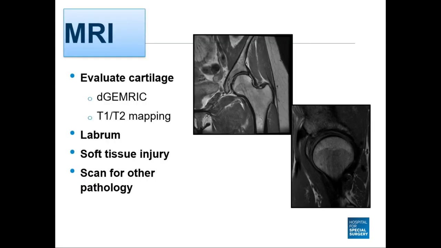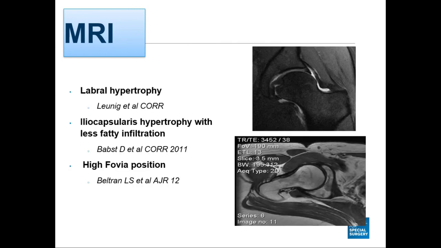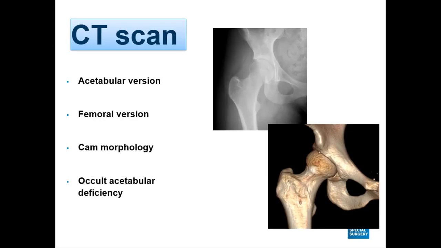And then MRI is quite critical for dysplastic patients presenting with hip pain, helpful for evaluating the cartilage, the labrum, as well as soft tissue and other pathology. There are some pathognomonic findings in patients with dysplasia on MRI. You will commonly see labral hypertrophy, as well as hypertrophy of the iliocapsularis and a high position of the fovea.